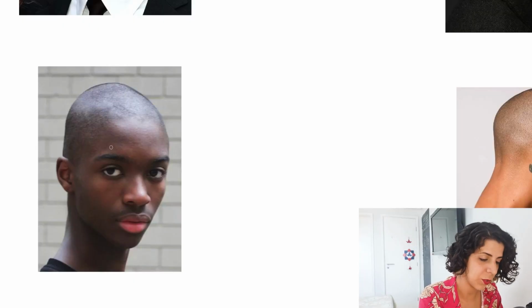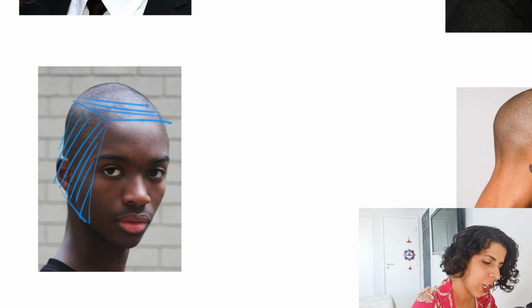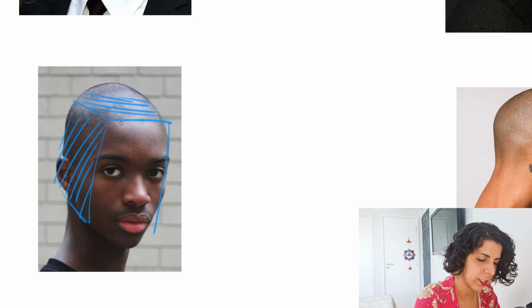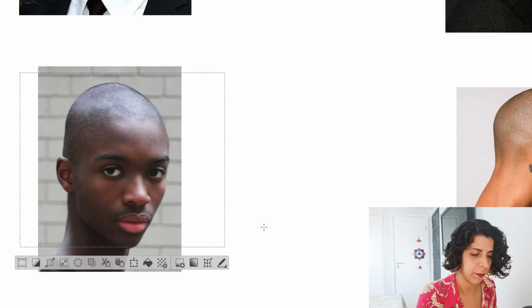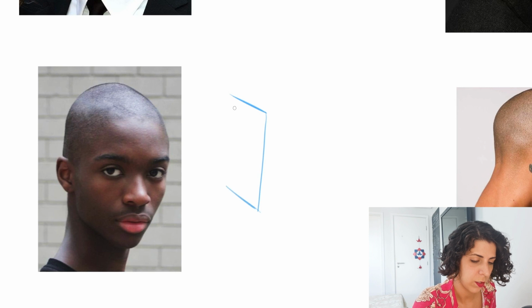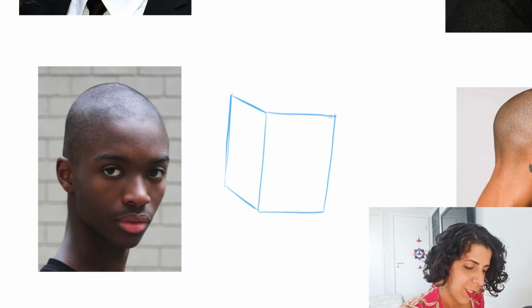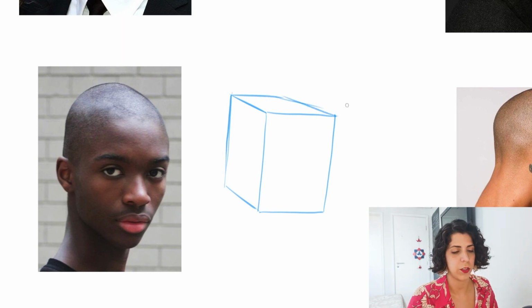Okay, let's take this one as an example. Here, everything here is a side plane. Then here we have the top, and here is the front. So if we want to simplify it, we gotta just find these planes. It doesn't have to be perfect, it's just a general idea.